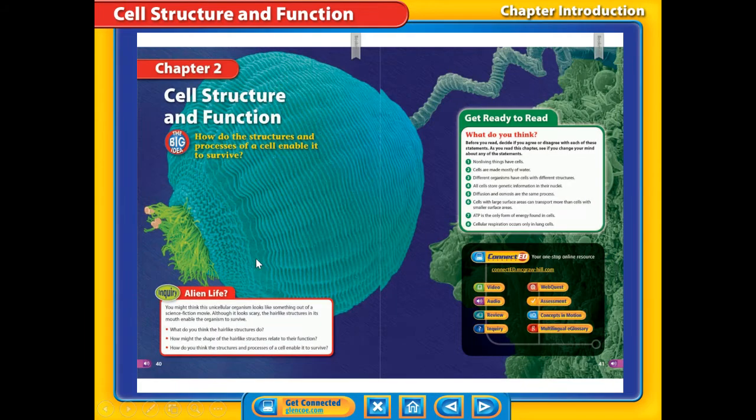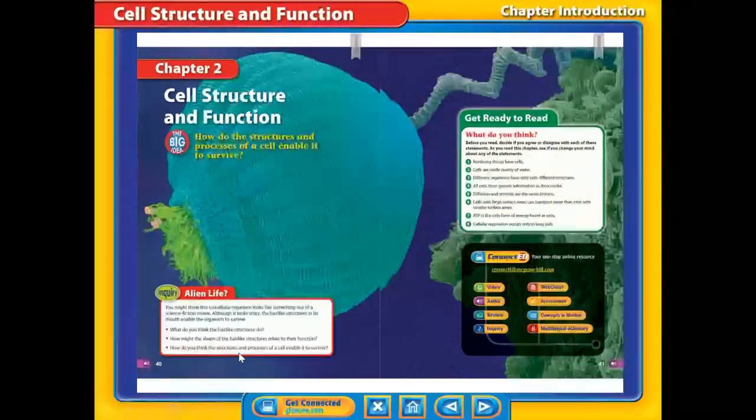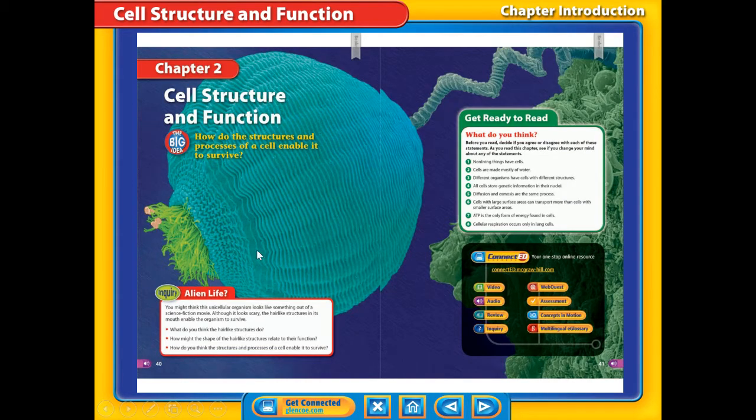So in the first activity for today, I would like you to answer these 3 questions about this creature, whatever it is. You've got probably an electron microscope photograph here, and it says, you might think this unicellular organism looks like something out of a science fiction movie. Although it looks scary, the hair-like structures in its mouth enable the organism to survive. So they are talking about these green hair-like structures here.